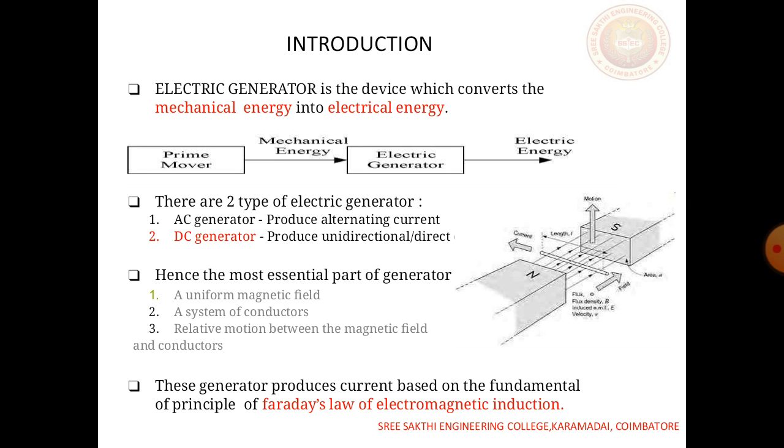Generally, we have two types of electric generators, AC generator and DC generator. An AC generator produces alternating current. A DC generator gives you unidirectional or direct current.